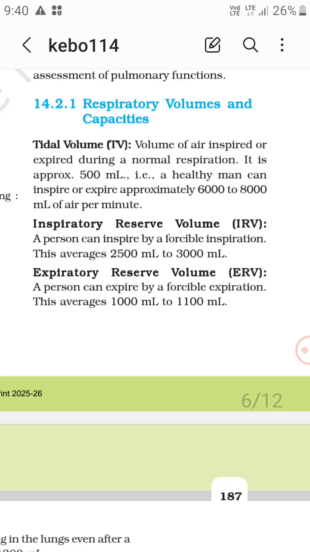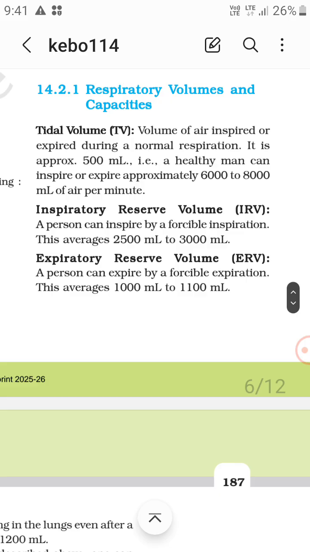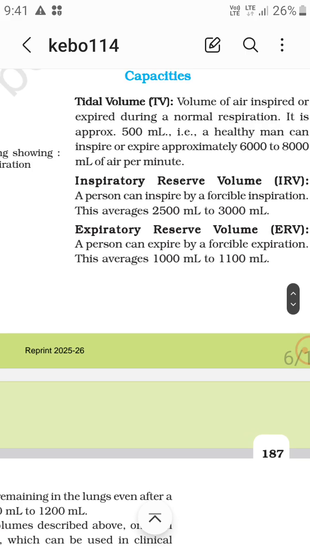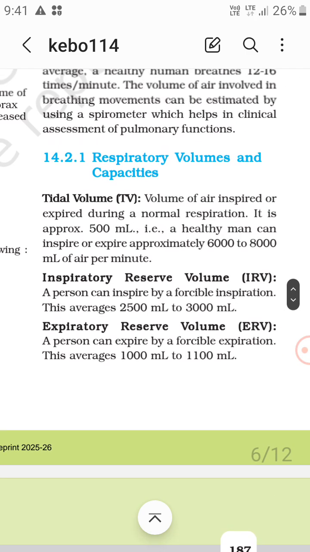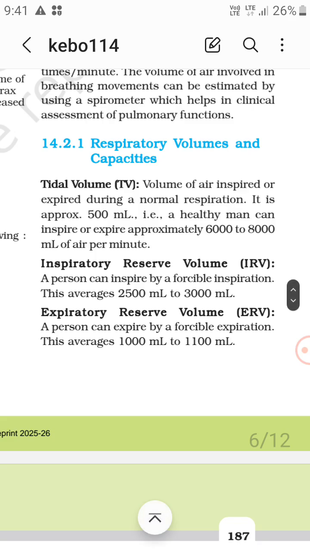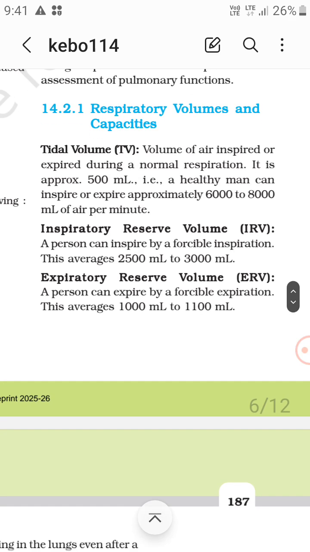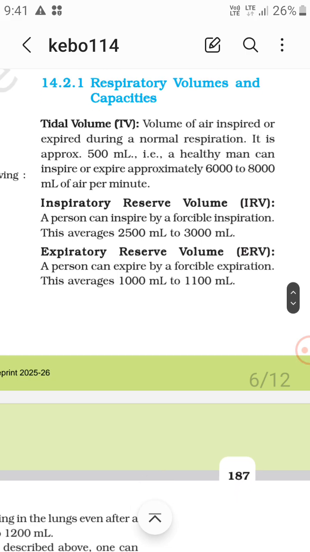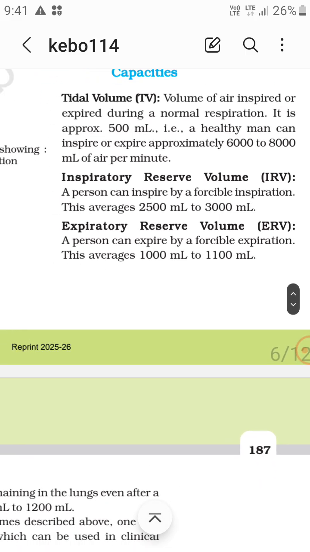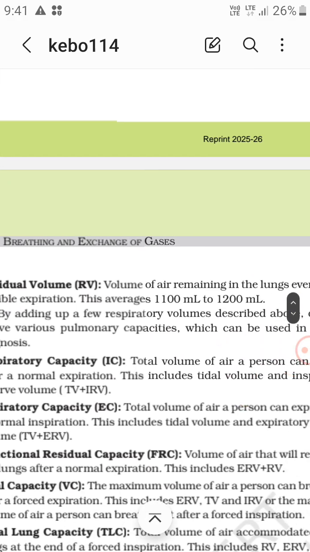Now expiratory reserve volume is the additional volume a person can expire by a forcible expiration. This averages 1000 to 1100 ml. So just remember, tidal volume 500, then 6,000 to 8,000 per minute, then the inspiratory reserve volume 2500 to 3000, and then the expiratory reserve volume, 1000 to 1100.